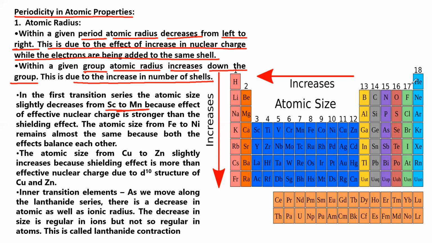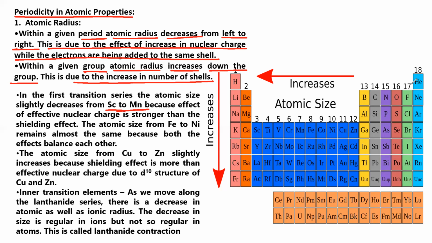So that's why from scandium to manganese the atomic radius decreases. Whereas the atomic size from iron to nickel remains almost the same, because both the effects balance each other. So there is not much increase or decrease from iron to nickel. Whereas from scandium to manganese, atomic size slightly decreases because nuclear charge is stronger than the shielding effect. That's why, even though atomic number increases, atomic size slightly decreases. So this is the effect on atomic radius in the 3d series.